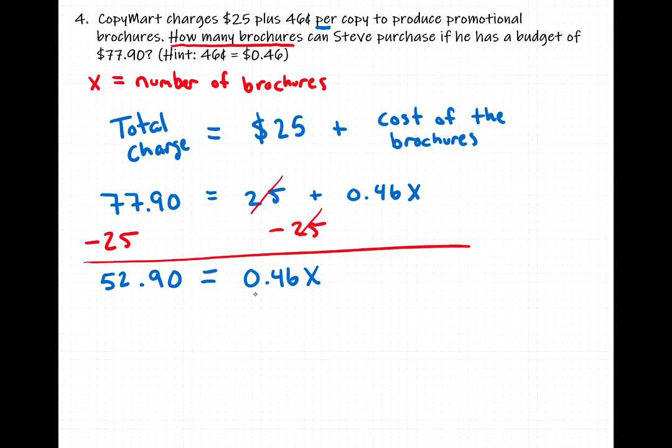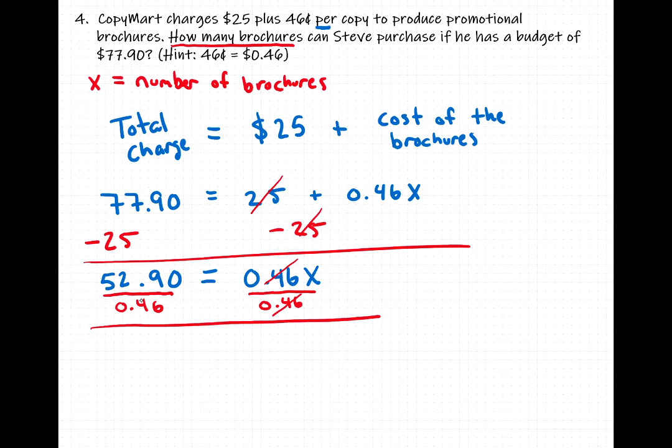On the right-hand side, we have 0.46 times x. Again, the opposite of times is divide. So divide both sides by 0.46. And the times and divide by 0.46 will cancel. Whatever we do to one side, we have to do to the other. And this is a task for the calculator.